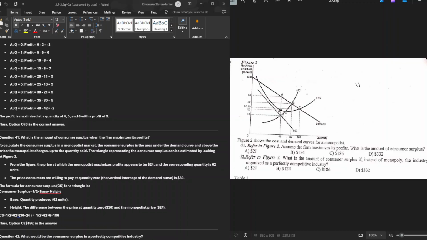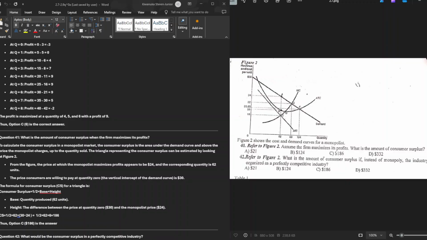So to calculate the consumer surplus in a monopolistic market, the consumer surplus is always the area under the demand curve. This is the demand curve, the way you're seeing it here coming like this. So the area under the demand curve, but above the price the monopolist charges. So how do we find the price the monopolist charges? It is represented by the triangle representing the consumer surplus, and the consumer surplus can be estimated by looking at figure 2.